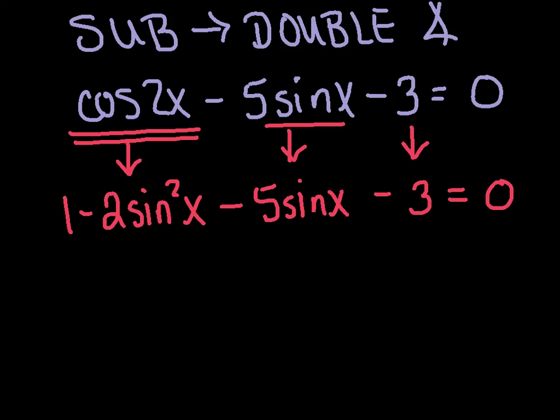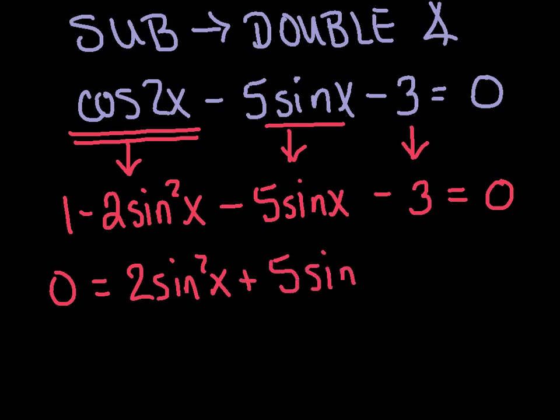Now I'm going to combine my like terms and move them all over to the right side. So I'm going to add 2 sine squared over so that it's now positive. I really prefer that term to be positive. I'm then going to add 5 sine x to the other side. When I combine the 1 and the negative 3 on the left side, that gave me negative 2. Now I want to add it over. So I've got this.